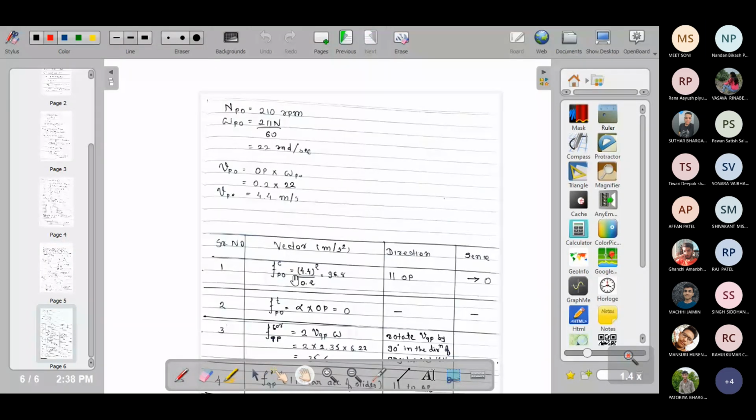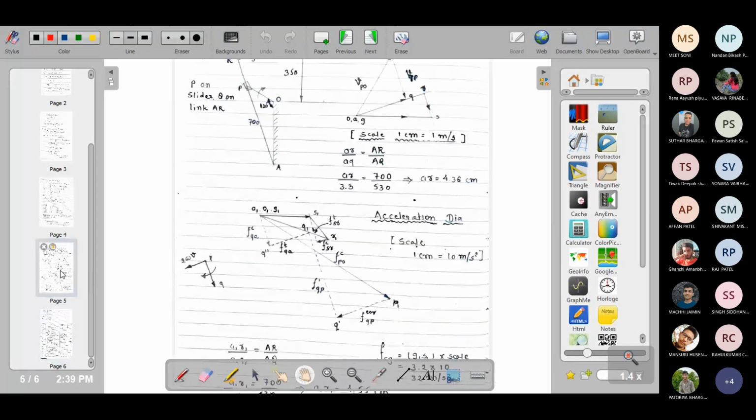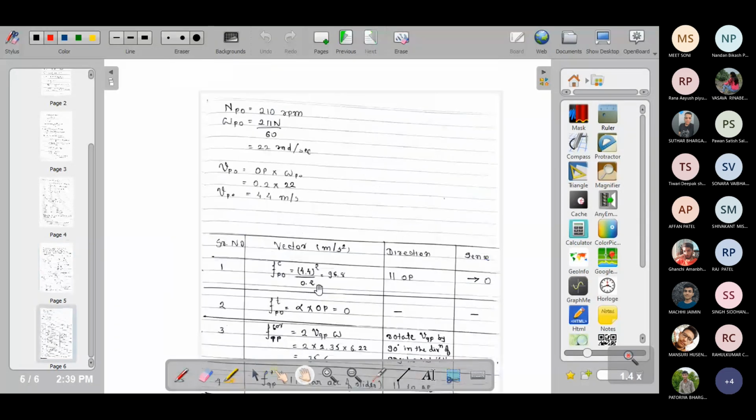Centripetal component, yes sir. It is V square PO divided by OP. That is why we are drawing the velocity diagram. Now I am using 4.4, which you can measure, and divide by length. This is in meter, this is in meter. 4.4 whole square divided by 0.2 comes to around 96.8.